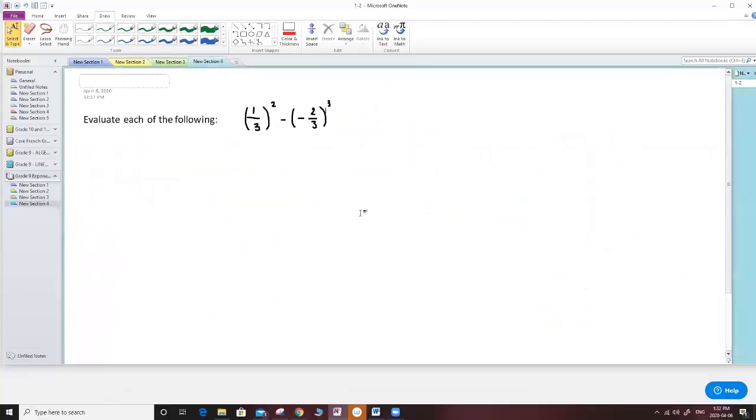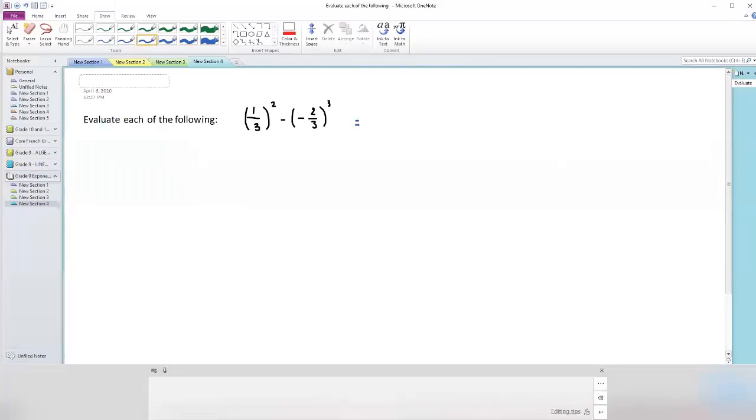Next, and this is the last one. 1 over 3, which is one third, exponent 2, minus negative 2 over 3, exponent 3. Again, we will do the same thing. I have to pay attention to this 2, it affects 1 over 3. This is the base. So I'm going to multiply 1 over 3 by 1 over 3. Minus. Now the 3 here affects what? It affects the negative, the 2 and the 3. That means I take everything as a base, negative 2 over 3, and I repeat it 3 times this way.